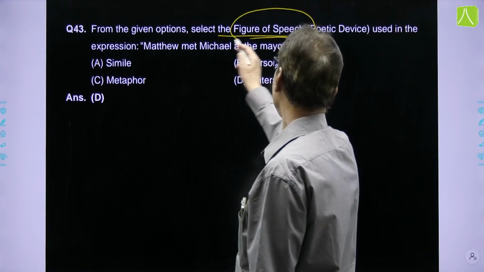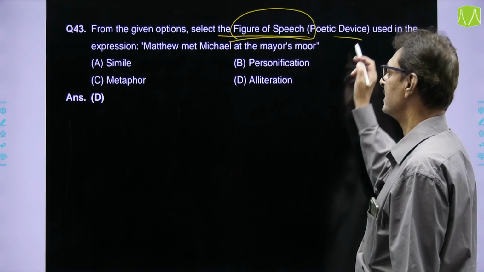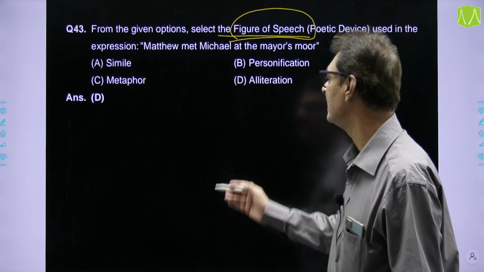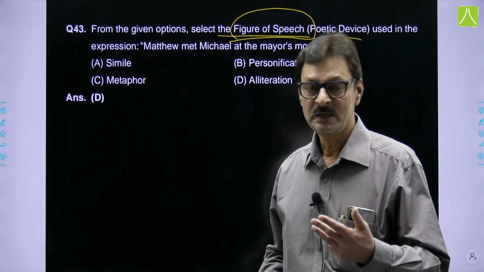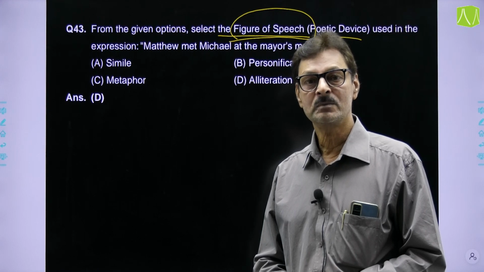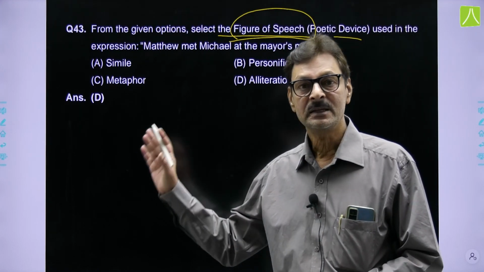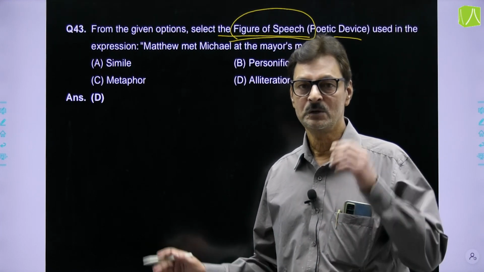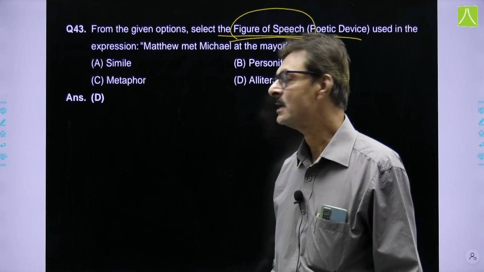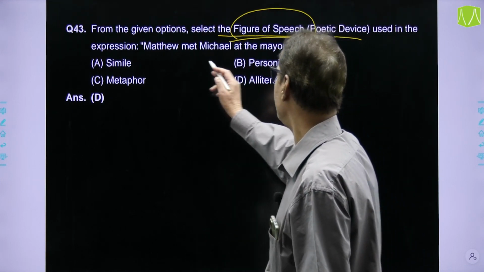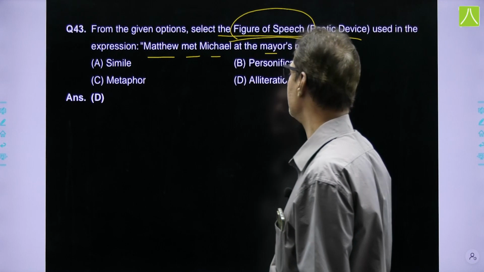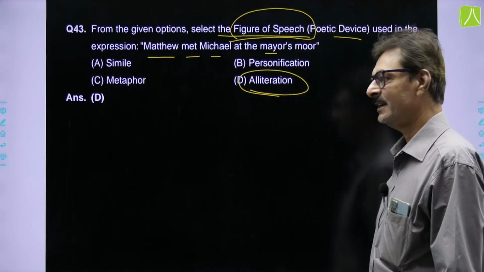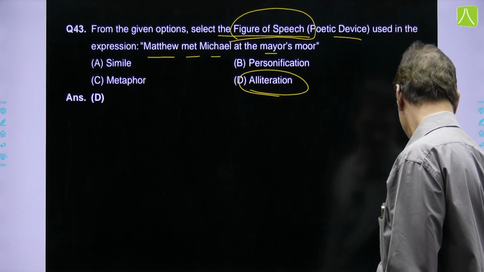Now, questions based on figure of speech or poetic devices. Some questions were based on it, but they also were very easy. If you know your figures of speech, you must have done them for your class 12th poems and chapters. Yes, please revise those topics also. It will help you again in your CUET UG 2023 where the English paper is concerned. Matthew, Matt, Michael. The sound of M is repeated. Straightaway the answer is alliteration. Very simple, and I hope that you all know this.